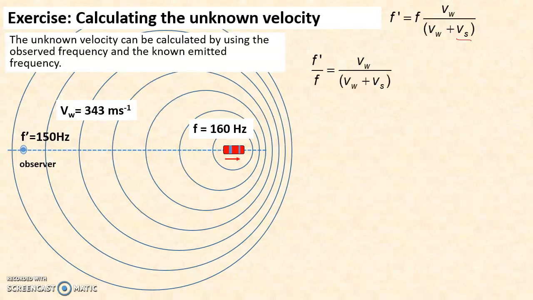So first step, let's move the frequency over to the other side. It's multiplying on the right at the moment, so I take it to the other side and divide it. Then let's move the Vs to the left-hand side. So it is now not on the bottom. It's no longer a denominator.